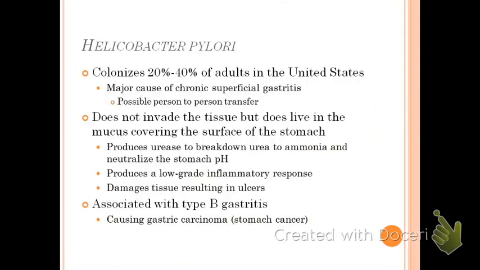It doesn't invade the tissue, but they are capable of living in the mucus covering the surface of the stomach. How could that be? The stomach is such a hostile environment for many bacteria, but not for Helicobacter pylori, because of their capability of producing the urease enzyme. The urease could break down urea to form ammonia, and ammonia is alkaline. Since it is alkaline, it could neutralize the stomach pH.